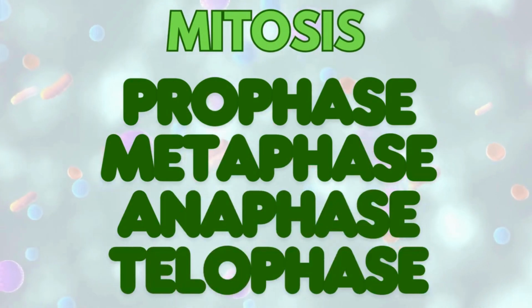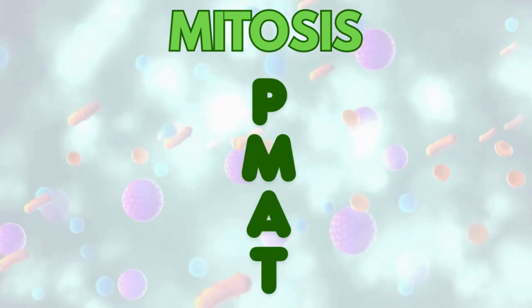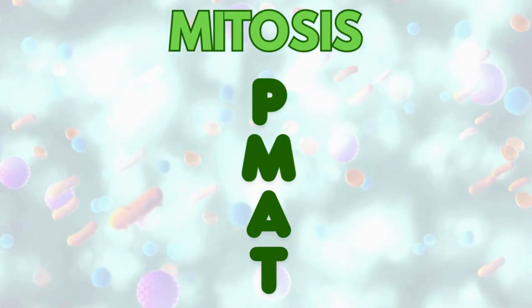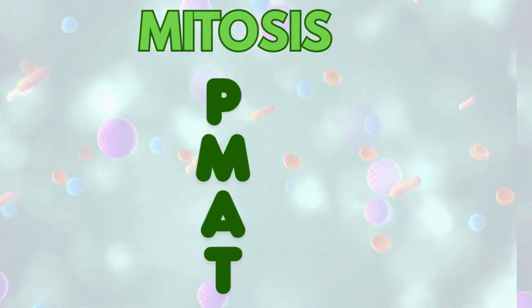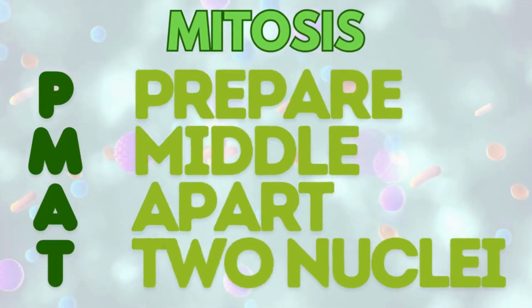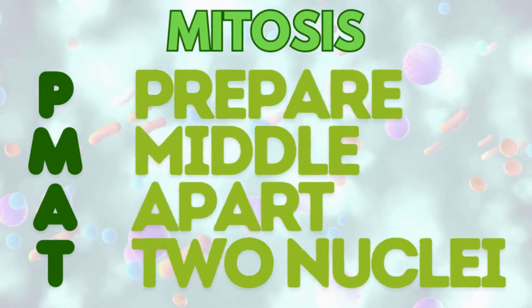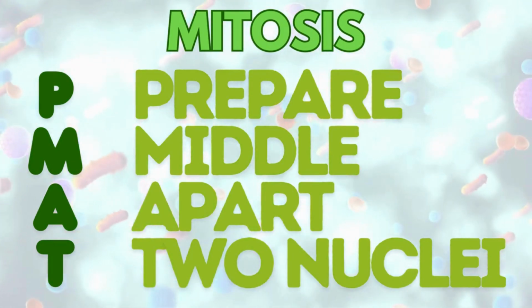So let's dive deeper into these four phases of mitosis. To remember the order of the phases of mitosis, a lot of people use the acronym PMAT. P for prophase, M for metaphase, A for anaphase, and T for telophase. Easy way to keep the steps in order. In addition, here's how to remember mitosis in 4 words. P for prepare, M for middle, A for apart, and T for 2 nuclei.